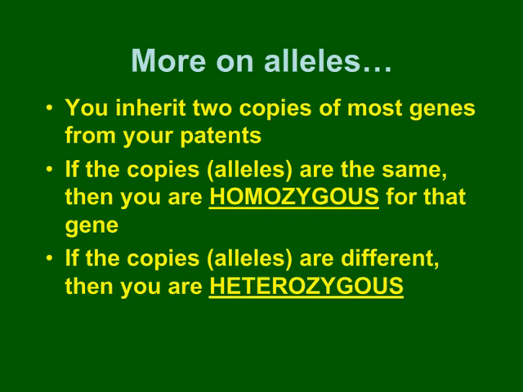Now, if the copies are exactly the same, we say that you are homozygous for that gene, whereas if the copies are different, we say that you're heterozygous. Remember, homo means the same, and hetero means different.